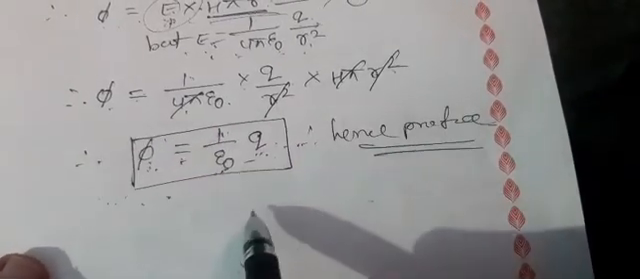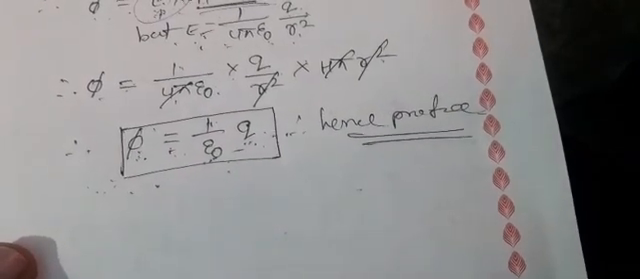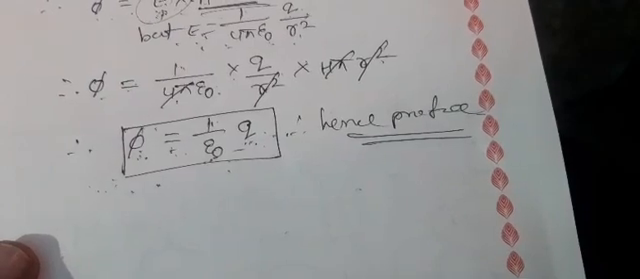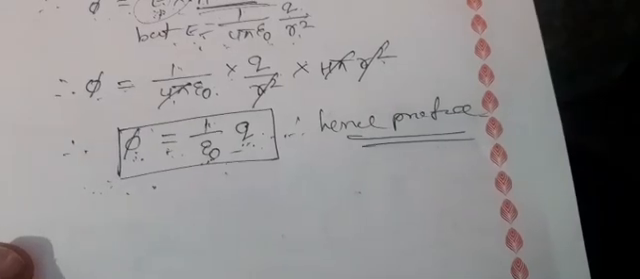That is the total conclusion of this proof: the total electric flux in a closed surface is equal to 1 by epsilon naught times the net charge. That is the proof and the statement of Gauss law.